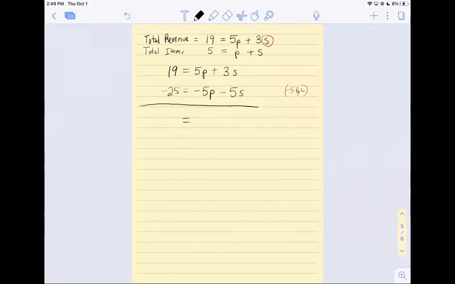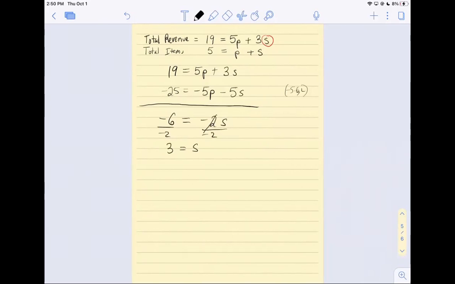So this will be -6 equals -2s. And now we get s by dividing both sides by -2. Always be careful with the negative. This is gone, so this is going to be 3 is equal to s.